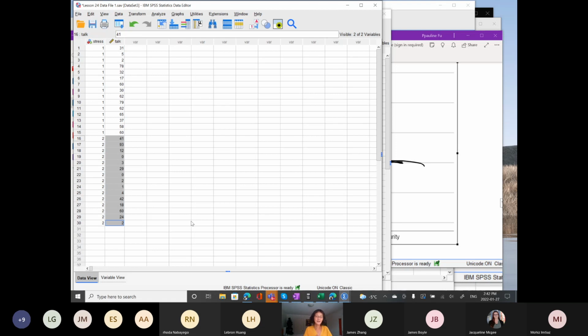So there are two independent groups because a person is either low stress or high stress. Assume just two types of students, low stressed and high stressed. We want to compare low stress students with high stress students in terms of the percentage of time that they talk during the 10-minute test period.